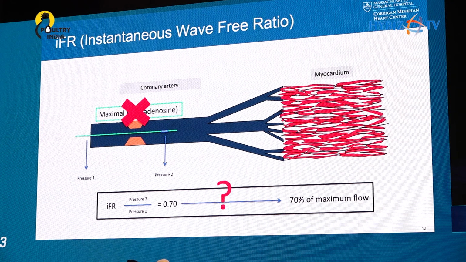Now, with the use of FFR, you have to use a hyperemic agent, and the problems with hyperemic agents are manifold. But since then, we've developed a way of looking at a specific portion of diastole called the wave-free period. What we can do is not have to give a hyperemic agent and still get our pressure assessments, both distally and proximally, and use that to figure out whether or not a patient should be treated.